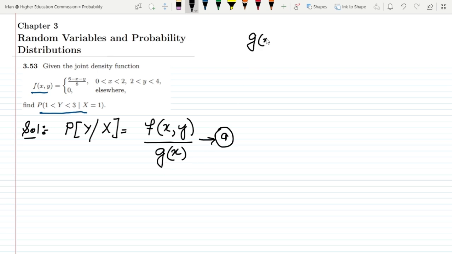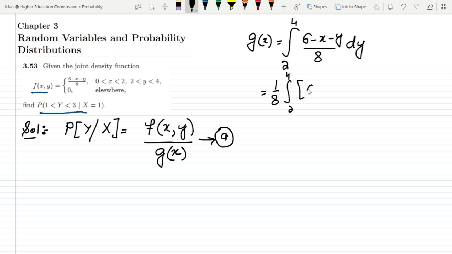So g of x, we have to integrate the function which is here, 6 minus x minus y whole divided by 8, integrated with respect to y. Therefore I have to write the limits for y, which are 2 to 4. Let me integrate it, and it would be the constant outside, and here we will have 2 to 4, and the function here would be 6 minus x minus y, and dy. This is also the bracket.